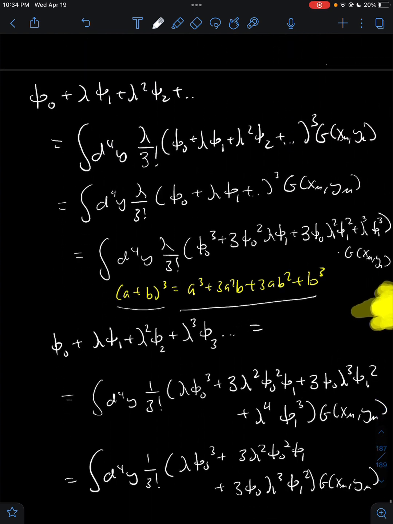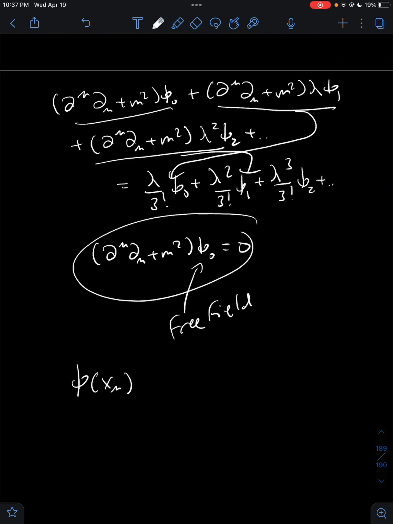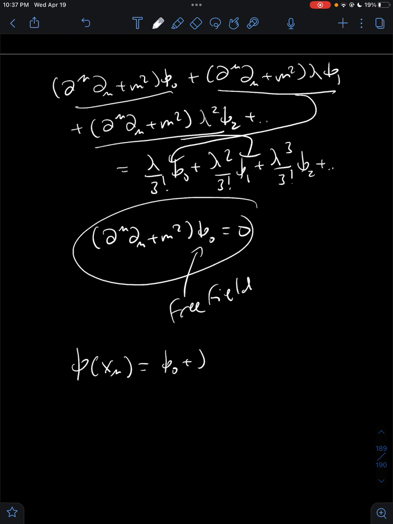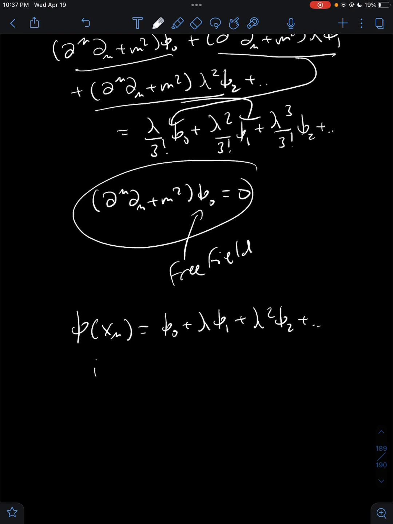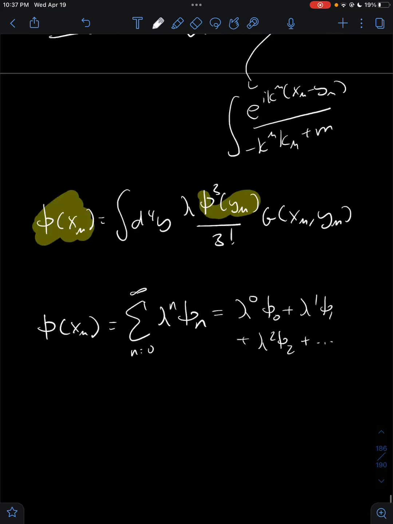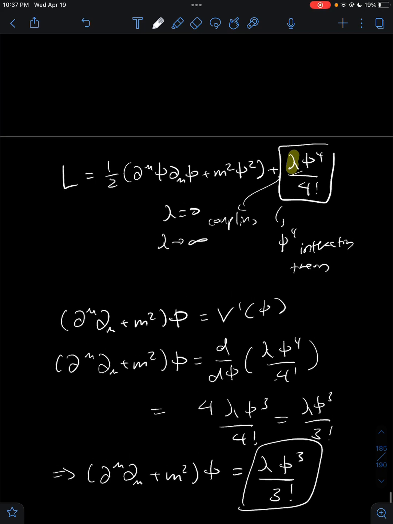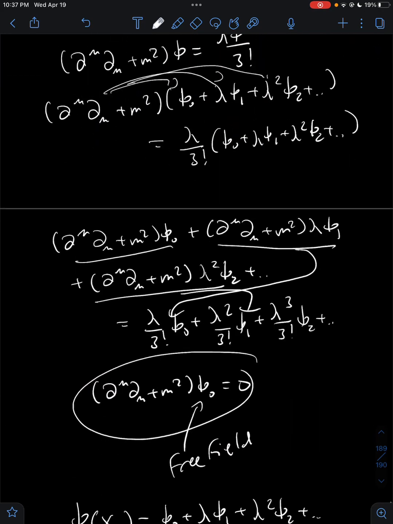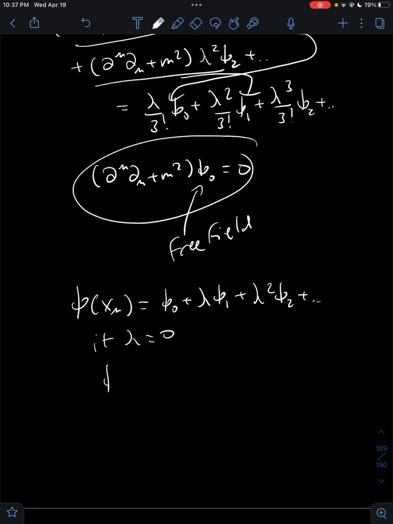Well, you guys probably guessed it. The phi of x mu was just phi naught plus lambda phi 1 plus lambda squared phi 2, and so on. If lambda is 0, we have a free field by the very construction of our Lagrangian, right? Which is over here, right? So if lambda is 0, we have a free field. So that means that if lambda is 0, phi is just equal to phi naught, which implies that phi naught is just the Klein Gordon solution to the Klein Gordon equation for a free field, right? So we can think of each term here giving us a correction term to our field.